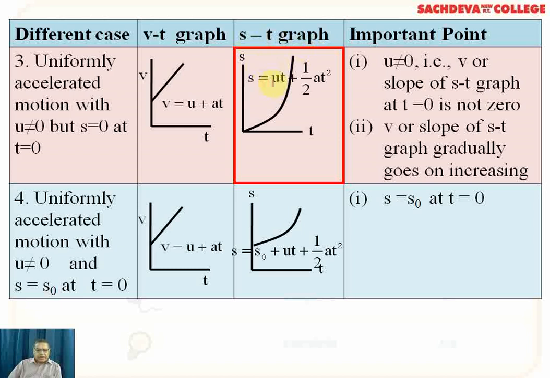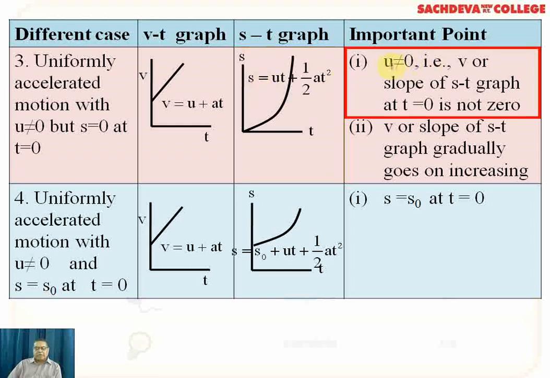It means the body was noted when it was moving. But S is 0 at T0. So in the graph, we have seen that up to the time the curve started, as the time was increasing, distance was increasing. But when the time is made constant, the distance was going on increasing with uniformly accelerated motion. So in the important points, we have to remember U is not 0, that is V or slope of the ST graph at T0 is not 0.